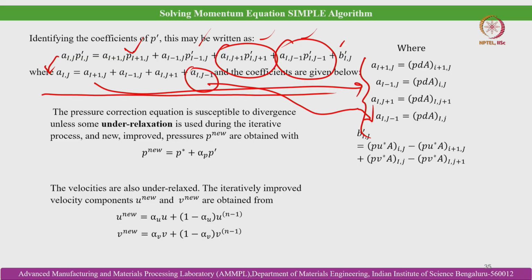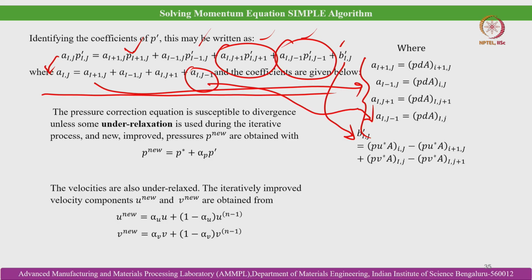And then b prime I j is coming from here. So b prime I j is equal to rho u asterisk capital A small I capital J minus rho u asterisk capital A I plus 1 capital J and then plus rho v asterisk A capital I small j minus rho v asterisk A capital I j plus 1 small j plus 1. So this is how the expansion of the coefficients is simplified in this equation and shown over here.